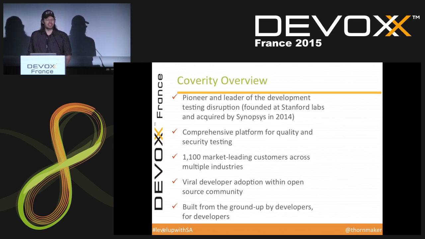Initially, they focused a lot on C++ types of issues, which are by no means easy issues. They're some of the most difficult types of issues. They're things like integer overflows, buffer overflows, memory management issues. Fortunately, Java came along and made some of those types of problems go away, but other problems emerged as well. And so Coverity now also focuses on Java security, in particular web applications.